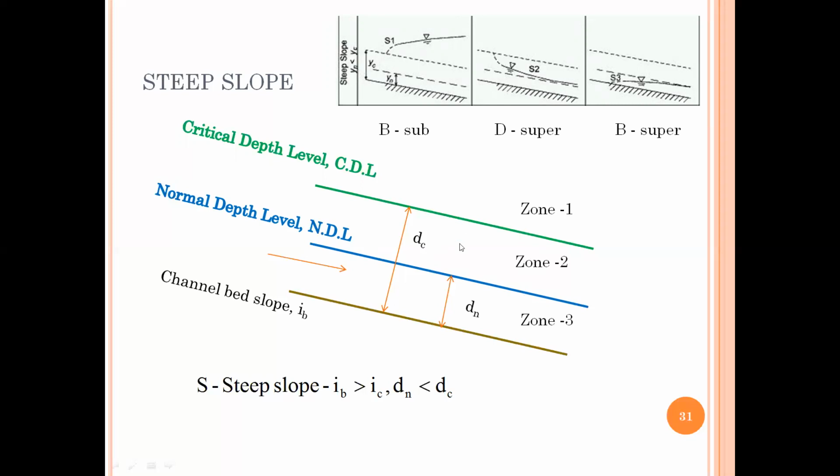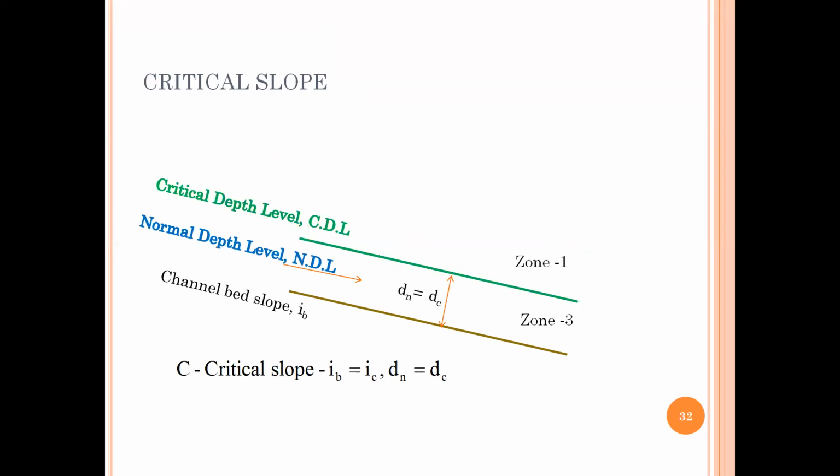When depth is in zone 2, it is drawdown, and the flow type is supercritical flow. And the third case, when your depth is in zone 3, it is your backwater curve and the flow is supercritical flow. So these are my flow profiles for your steep slope.